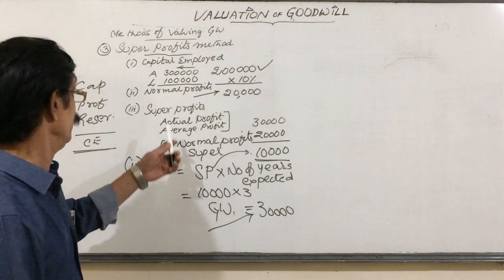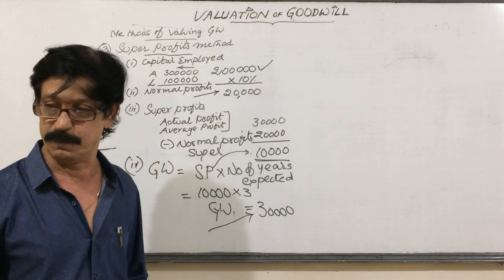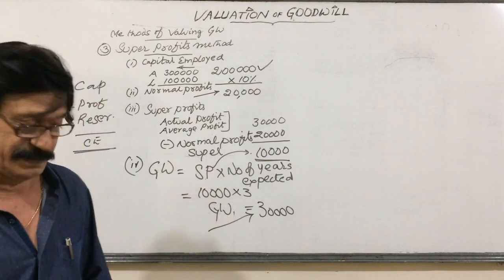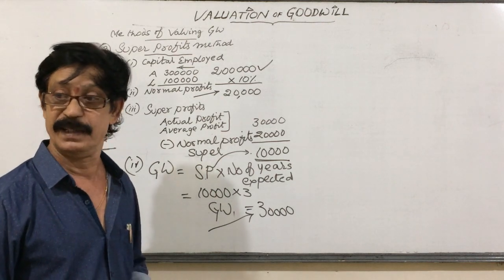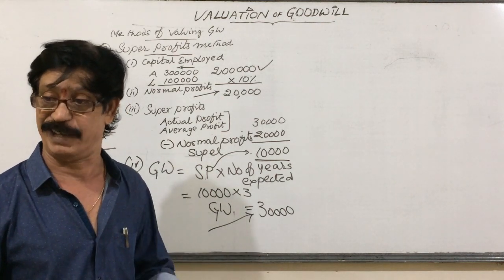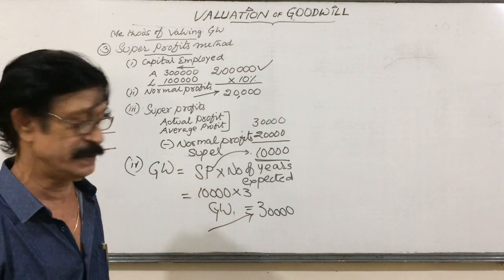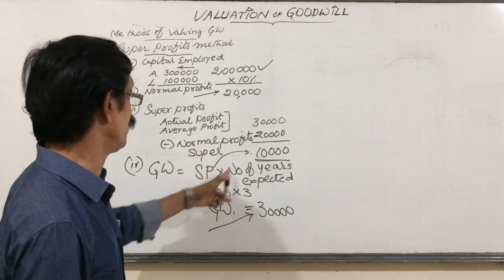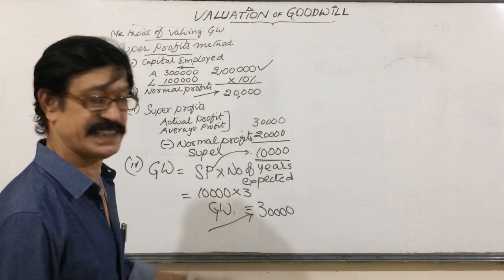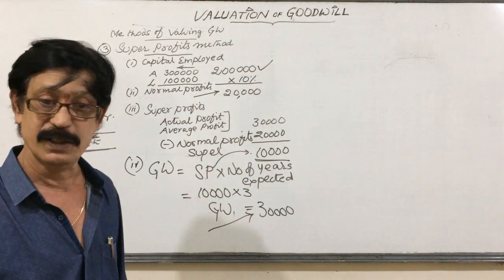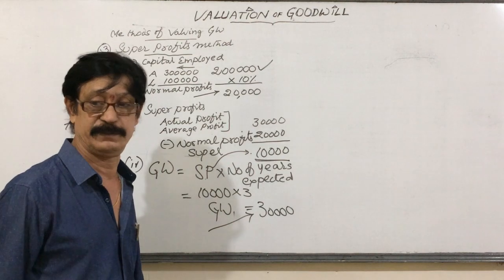Now, super profits: actual or average profit, whatever is available, minus normal profits, that is equal to super profits. Now, super profits 10,000 into number of years expected, 3, that is equal to goodwill, 30,000.